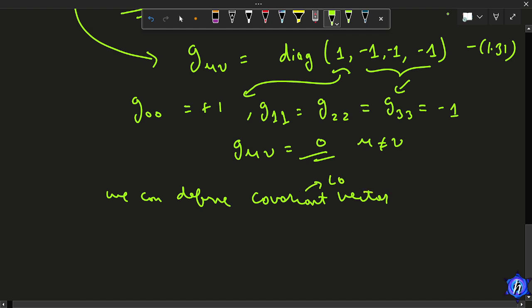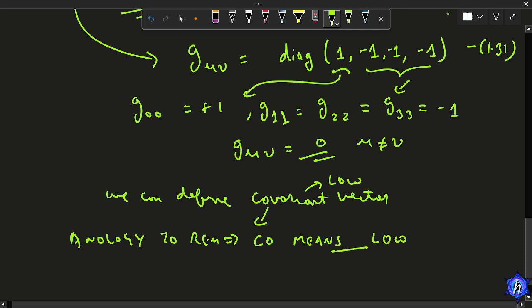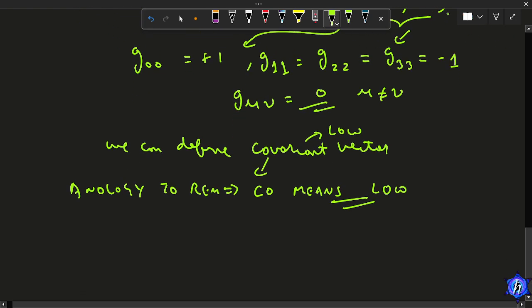So co means low. An interesting analogy if you want to remember this: most people get confused about whether contra means low or up, and co means low or up. Even I used to get confused. My professor just told me that co means low. So this implies that when I talk about a covariant vector, it means the indices should go down.